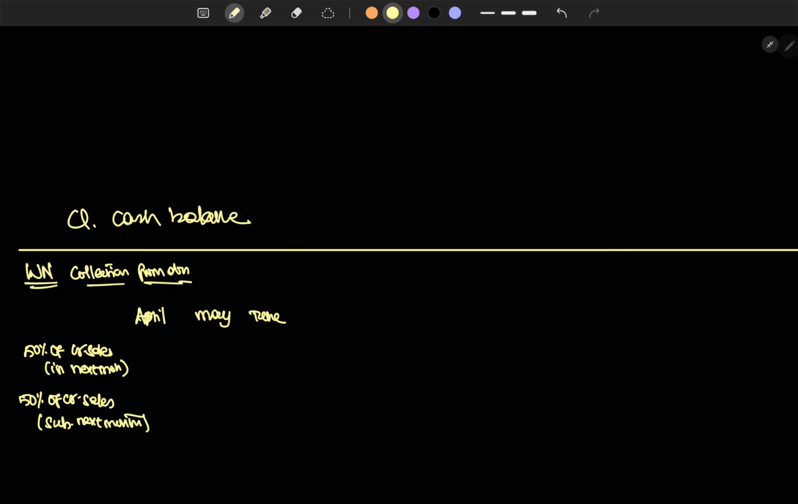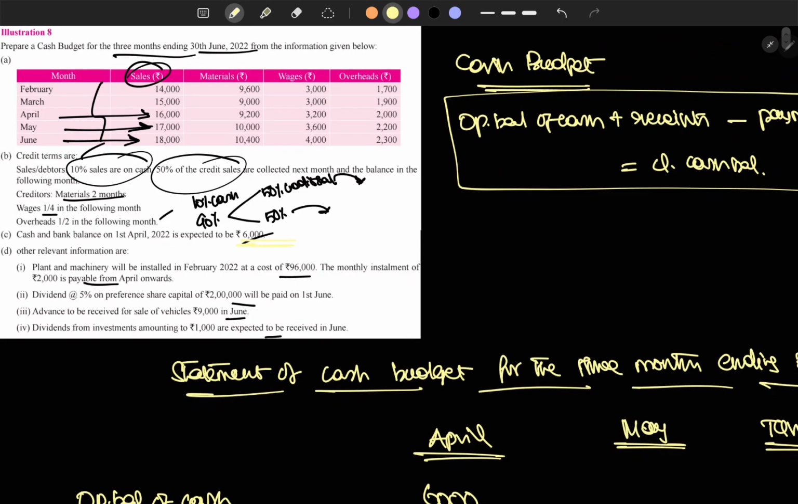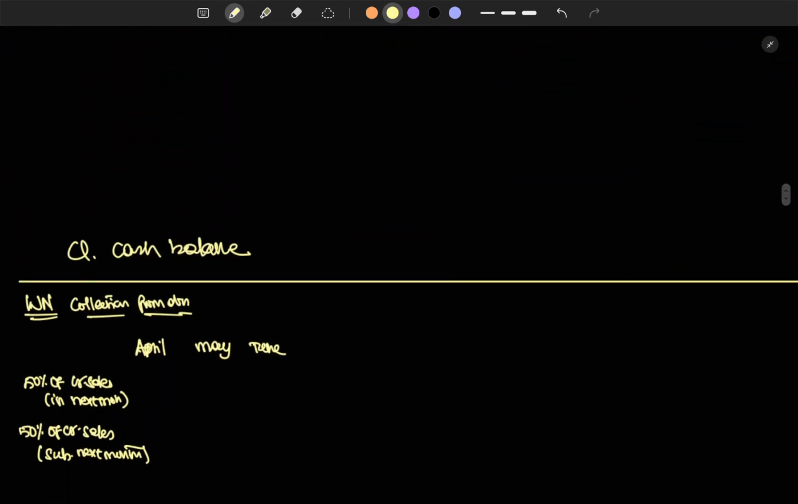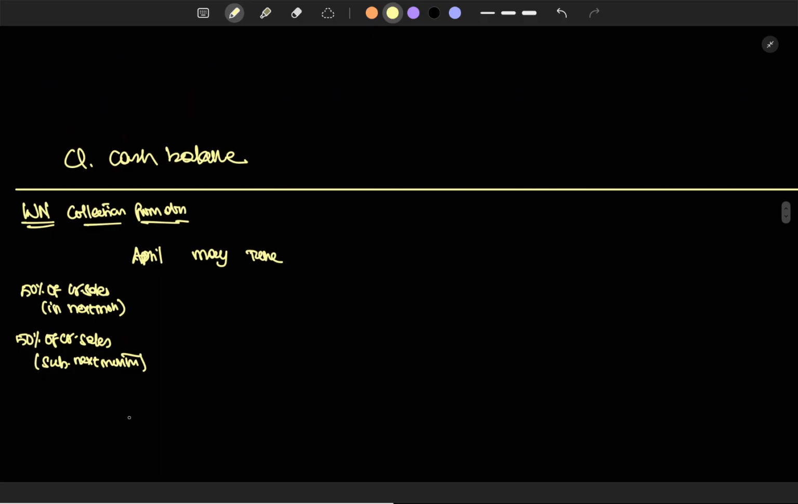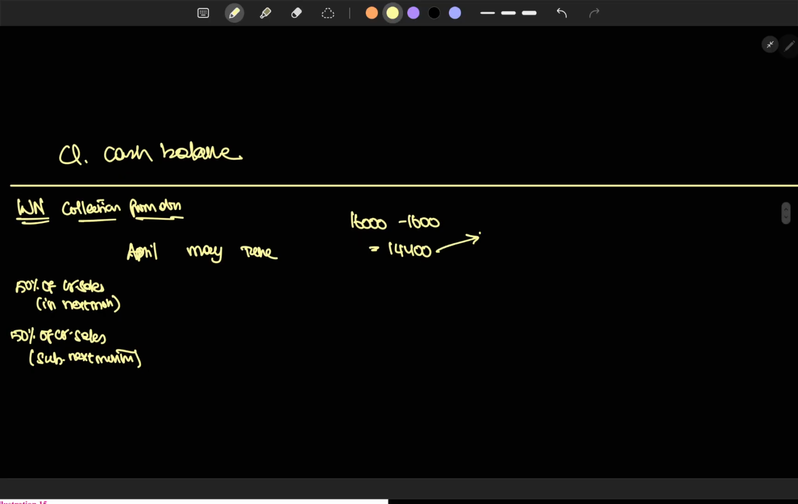Now we found that 16,000 sales happened in April, right? After deducting the 10 percentage, credit sales are 14,400, right? Of this 14,400, 50 percentage is collected in May and 50 percentage is collected in June. That's why we are preparing the table here.